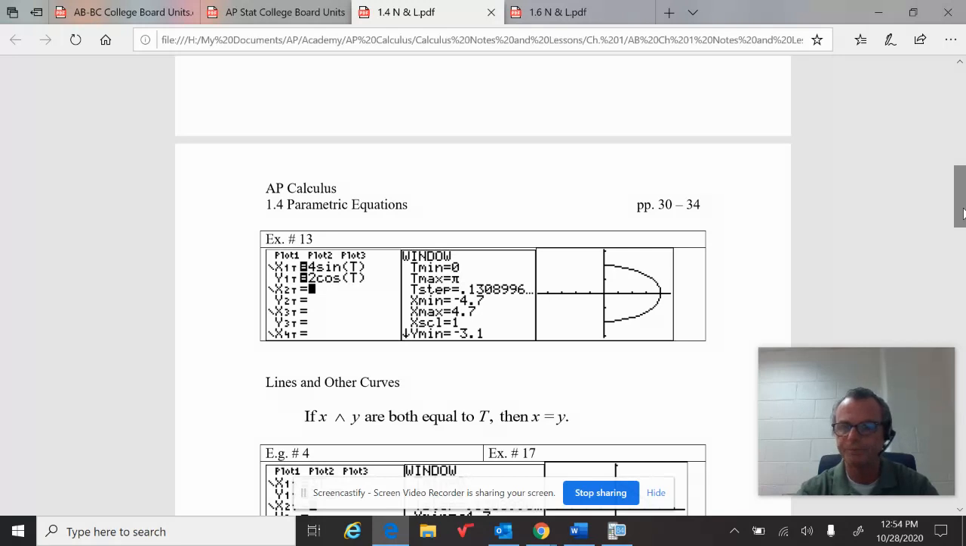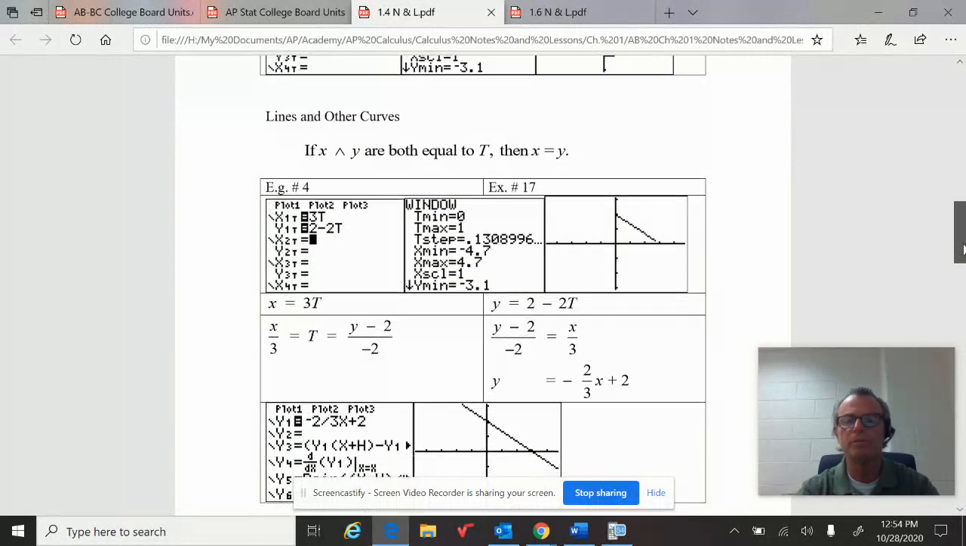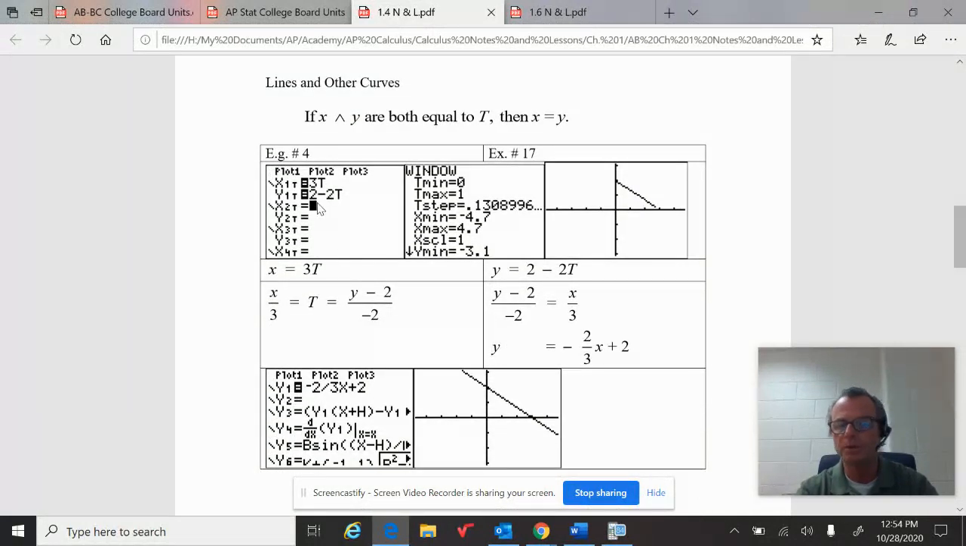So they said, suppose you drew this: x equals 3t and y equals 2 plus a negative 2t from 0 to 1. There's the line segment. Well, I could do that in function mode. Where's that coming from? So the point is, if at x and y you set them both equal to t, then they have to be equal to each other.